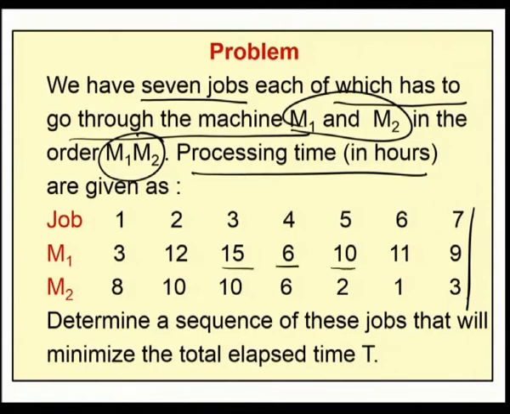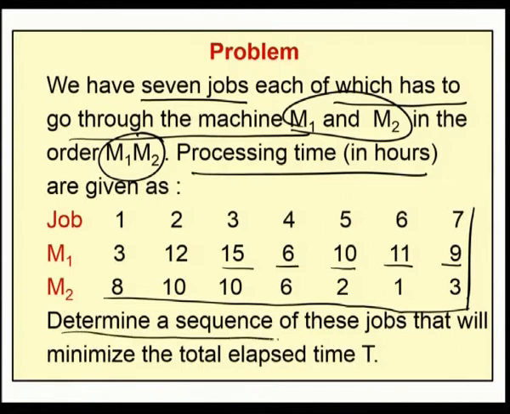For job 5, processing time under machine 1 is 10, next for job 6 is 11 and for job 7 is 9. Similarly, processing time for each job under machine 2 is given below: 8, 10, 10, 6, 2, 1, 3. Now our aim is to determine the sequence of these jobs that will minimize the total elapsed time T. So the given problem is a 7 job 2 machines problem.